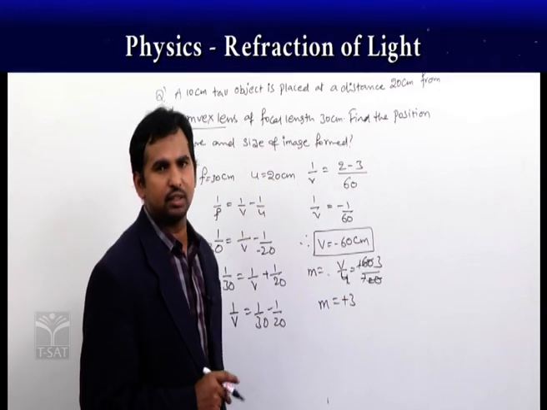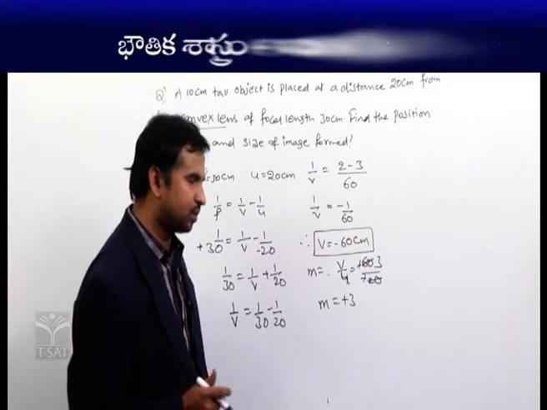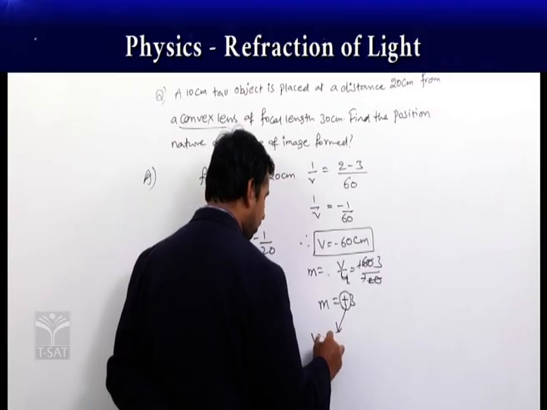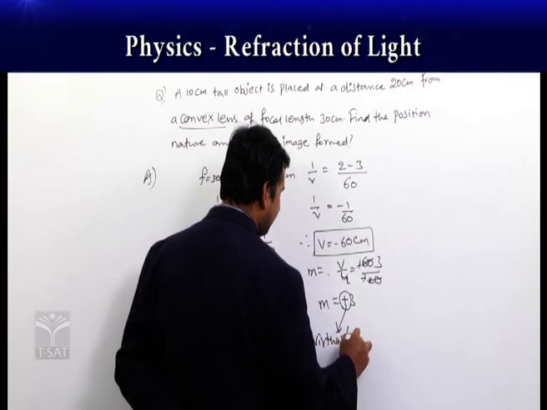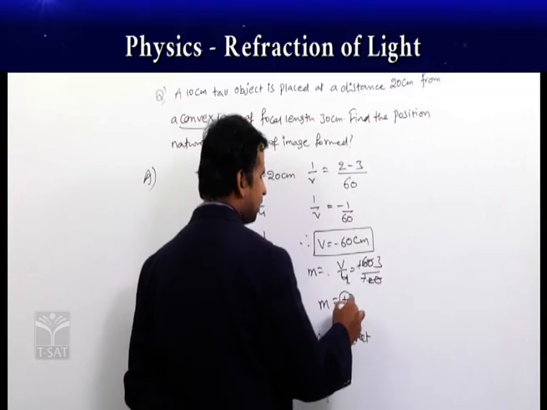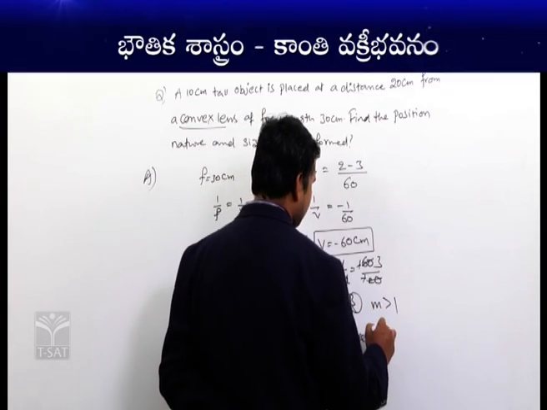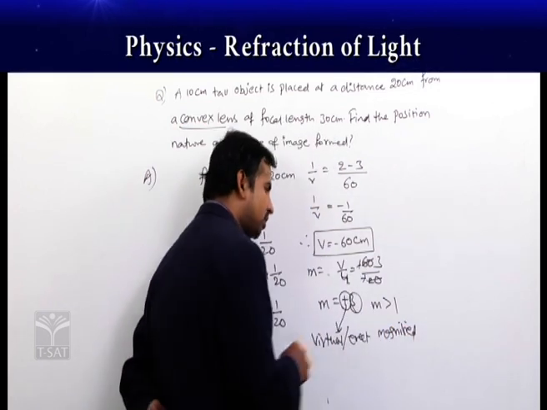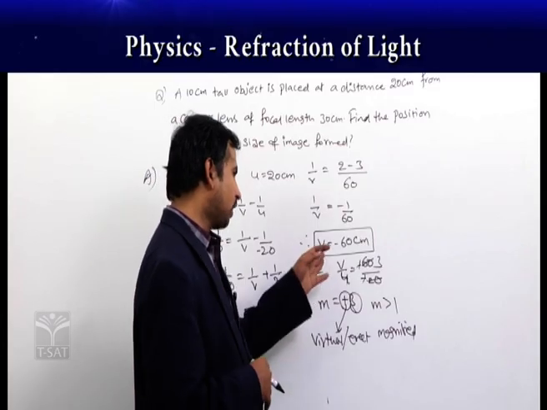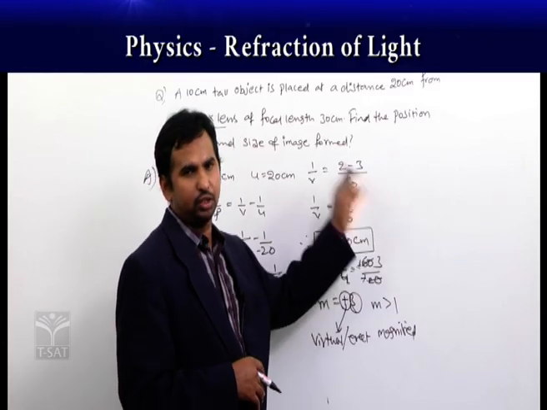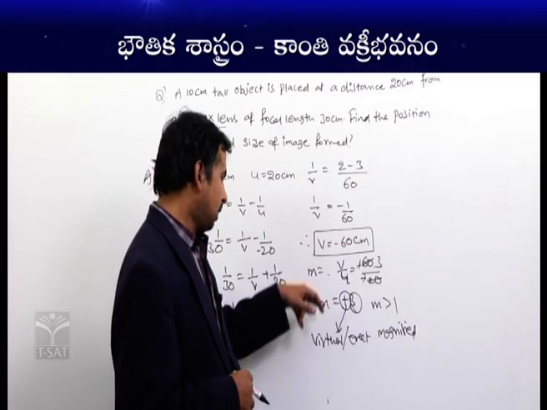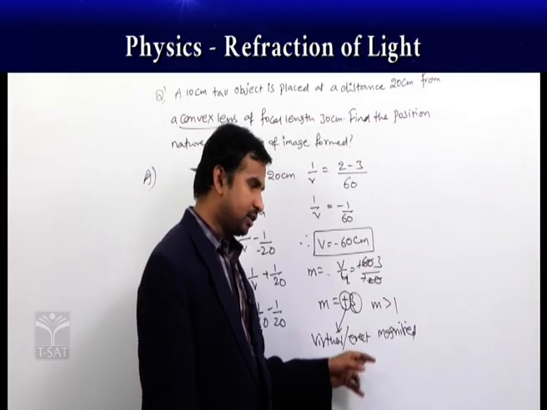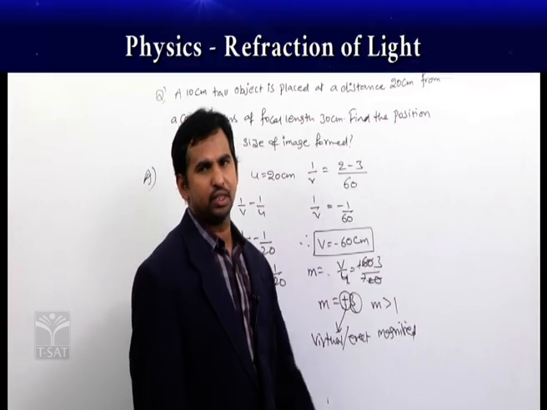So, plus represents that the image is above the principal axis, which means it is a virtual and erect image. And 3 represents an m value greater than 1, which means a magnified image is formed. So actually these are the image characteristics we have: the image distance is formed at 60 centimeters on the same side, as we got minus here, and plus becomes the virtual and erect image, and if the m value is greater than 1, it means a magnified image.